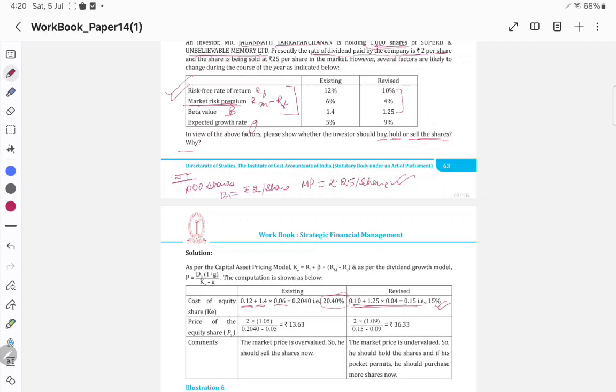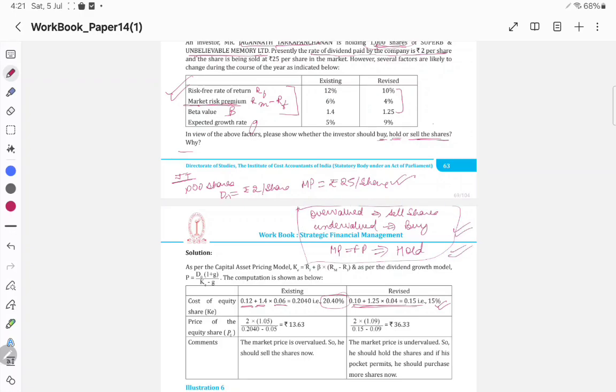I think you're very much aware, when the market is overvalued, we sell the share. I'm writing over here. When it is overvalued, we sell the shares. When it is undervalued, we buy the share. And if market price is equal to the fair price, then basically we hold the shares. This you can even write in that formula book so that it will be easy for you.